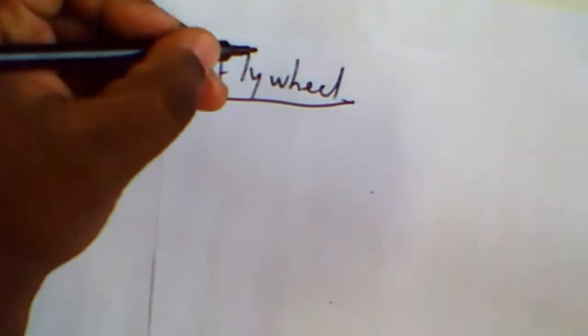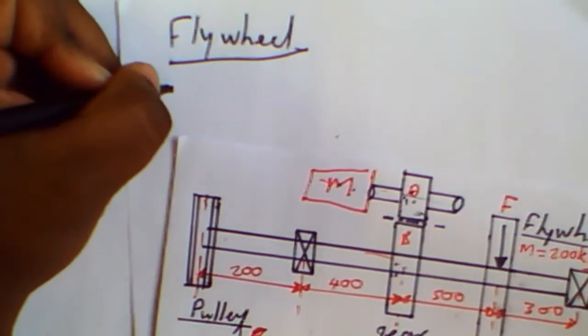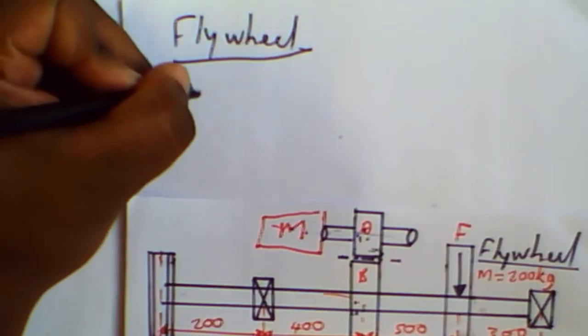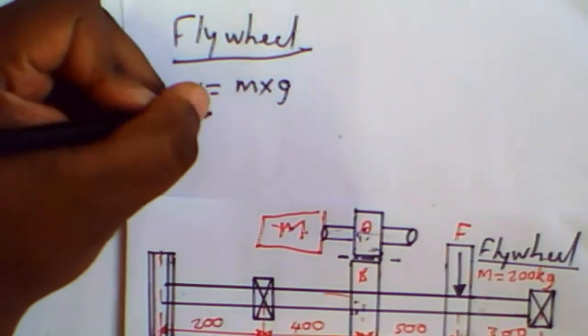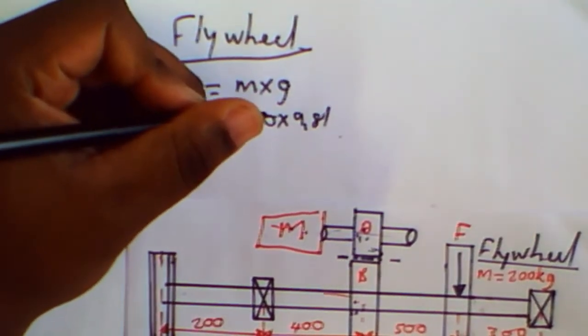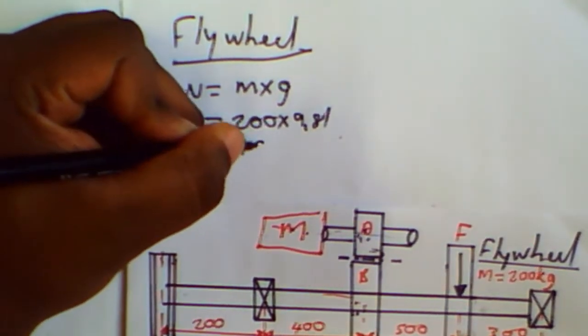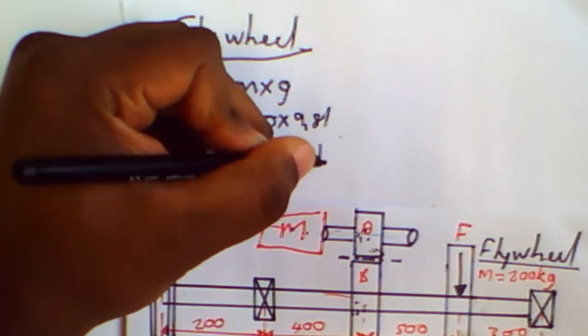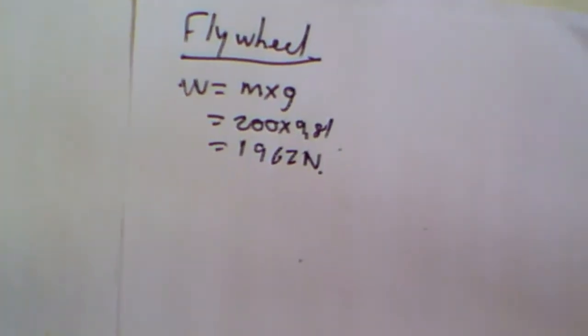My flywheel has a mass of 200. Therefore, it will have a weight which is acting downwards on my shaft. That weight will be nothing but the mass times the gravitational acceleration. So it's 200 times 9.81, which gives 1962 Newton. Alright, so that is the flywheel. Let's move next to the pulley.